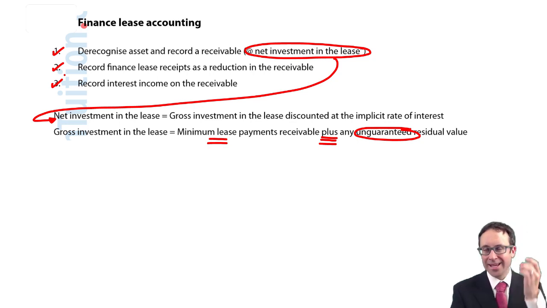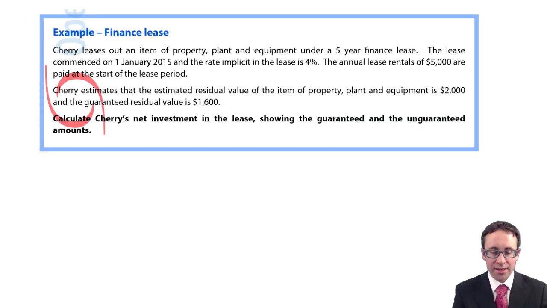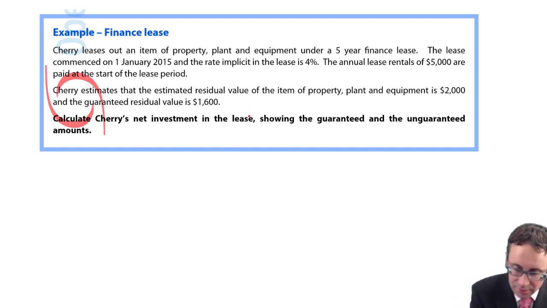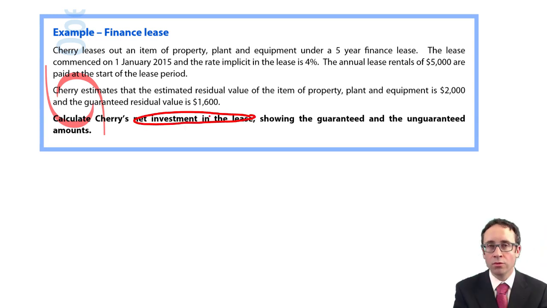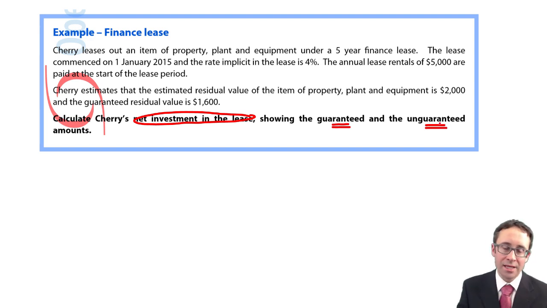It's a challenge. Don't get too het up with it. Let's just focus if we can on the basics. So what have we got? It says calculate Cherry's net investment in the lease. So when we're working out the net investment in the lease, that looks at the gross investment discounted at the required rate of return, or if you like, the rate implicit in the lease, isn't it? And to do that, we need to look at the lease payments plus any unguaranteed residual value. So here it wants us to show the guaranteed amounts and also the unguaranteed amounts.